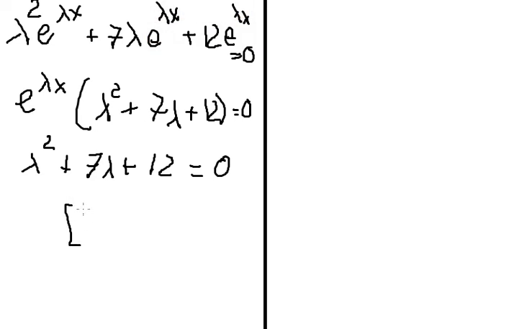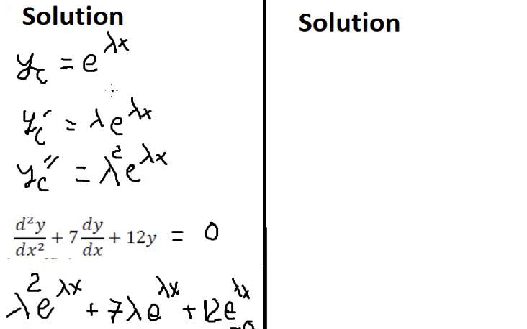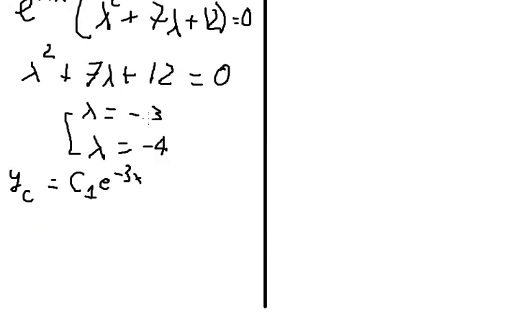So in this situation, we have two solutions. The first one, lambda equals negative 3. This one, negative 4. So about yc in here, we will have c1 e to the power of negative 3s, because we change the value of lambda into negative 3 and negative 4, and we have c2 e to the power of negative 4s.